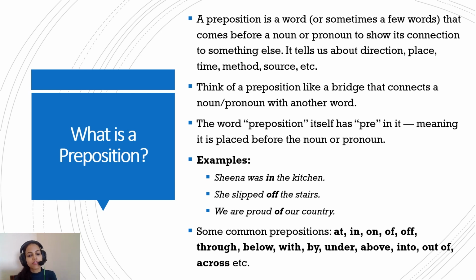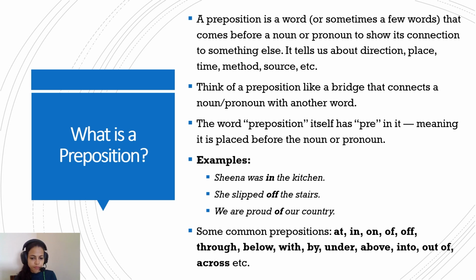Okay. Similarly, we are proud of our country. So the preposition of is establishing a relation between we and country. So we are proud of our country. So of what are we proud? Of our country. So this is like a bridge. So if you have to remember what a preposition is in one word, bridge, establishing connection between a noun, pronoun and the rest of the statement or the object.